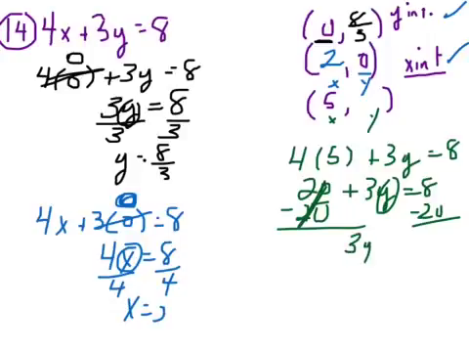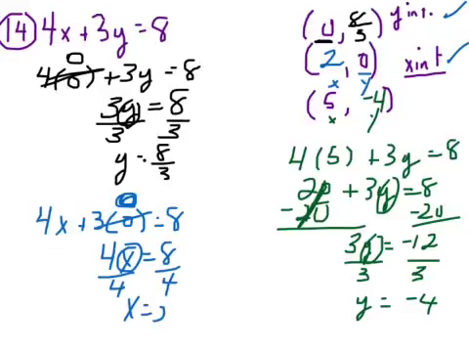So we get 3y is negative 12. And if I want to get y by itself, then I divide both sides by 3. And I get y equal negative 4. So I've got the point 5, negative 4. I'm going to try to get one more in, and that's number 21. I don't think I'll be able to get more than that on this video.